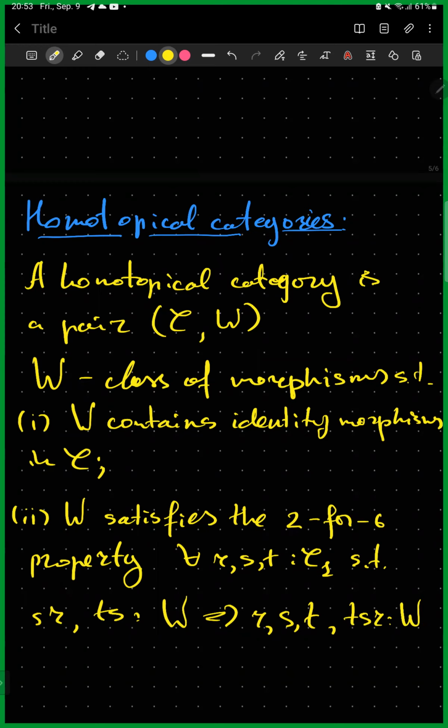It actually implies the property, sorry, 6 for 2. It actually implies the property 3 for 2. And the property 3 for 2 in turn implies the fact that W is a subcategory. So we already can see that it's not merely a class of morphisms, but actually a subcategory inside of C.